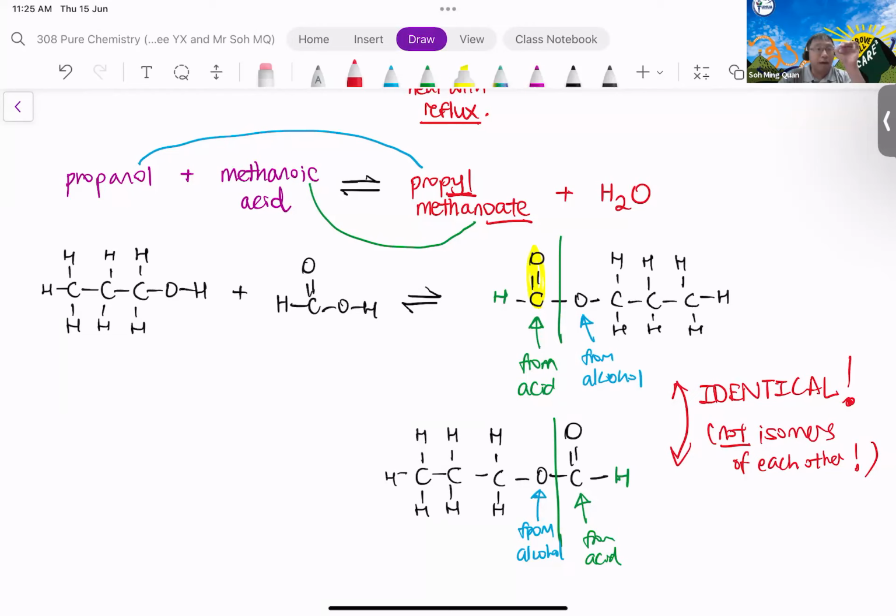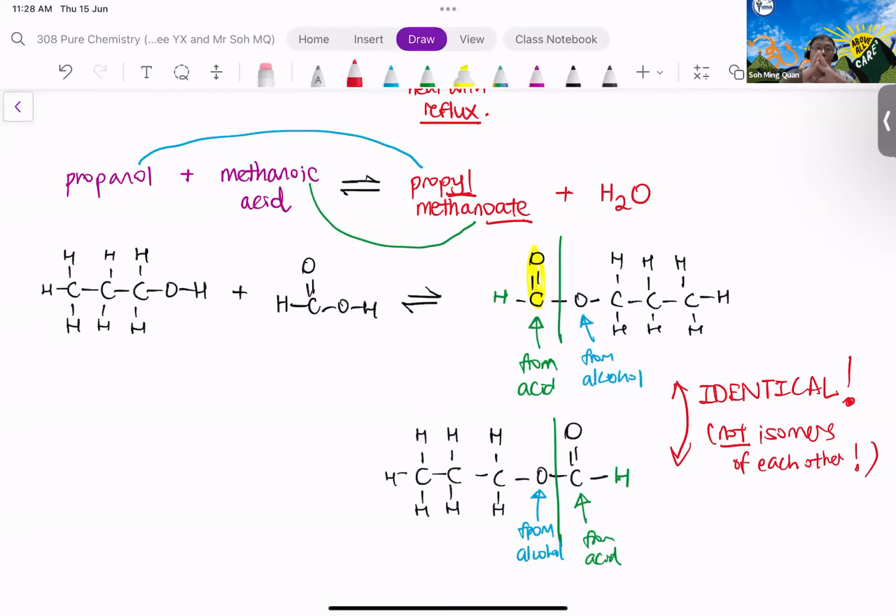So that is how we actually draw the structure and name an ester. Remember, for the structure, you must be able to dissect the ester linkage. In terms of name, you must know that the name of an ester starts with the alcohol. The second part of the name then is the carboxylic acid.